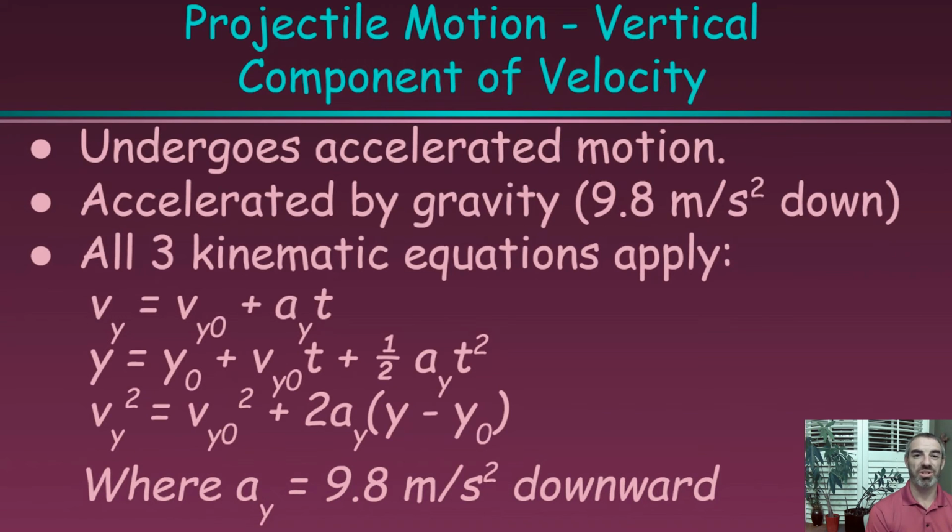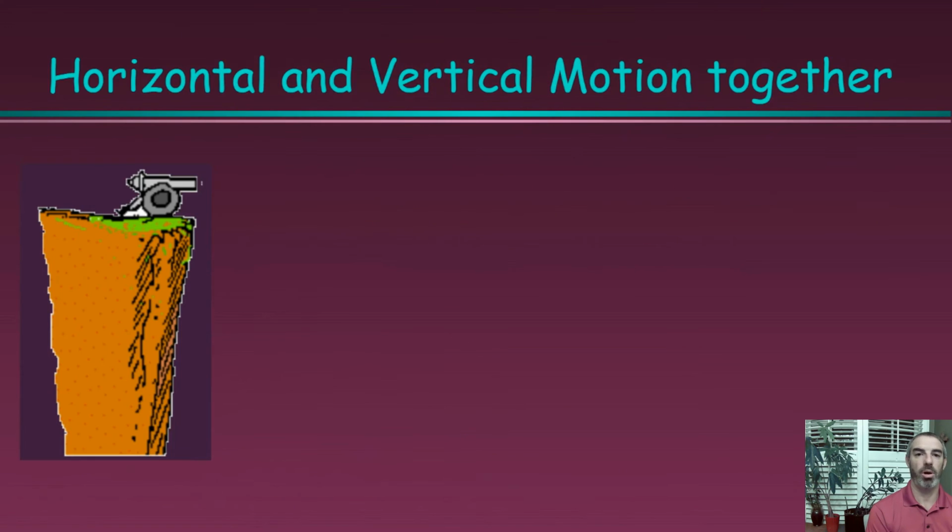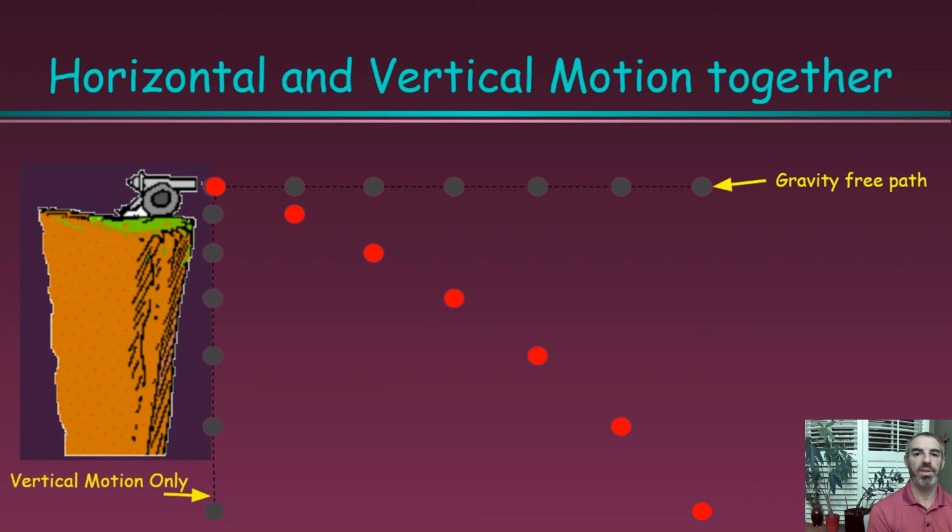Let's look at both of those motions together. If we shot a cannonball and it moved both horizontally and vertically, constant in the horizontal and in free fall in the vertical, we launch that cannonball, we look at its path and line it up with the horizontal and vertical motion. We have the gravity-independent path, which is the horizontal path that it takes. And we also have the free fall path, which is the vertical motion. And combining those two together, we get the path of a projectile. A projectile's path is a parabola, or half of a parabola, in this case being launched horizontally.